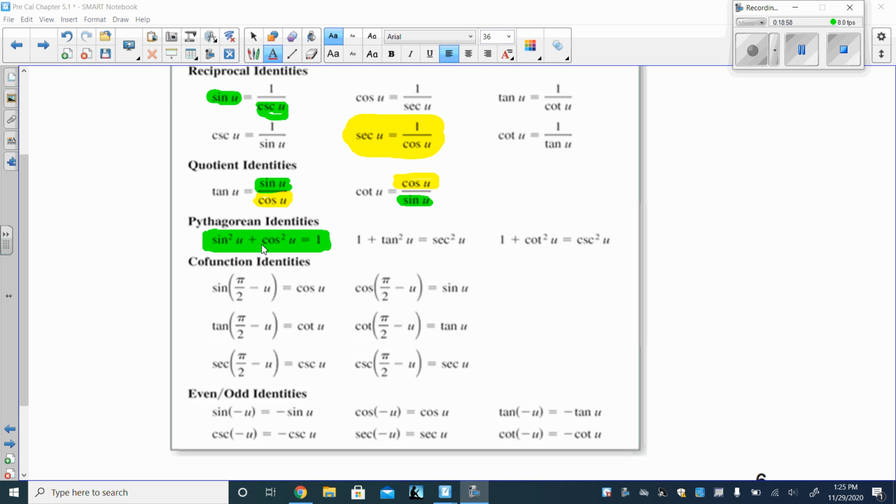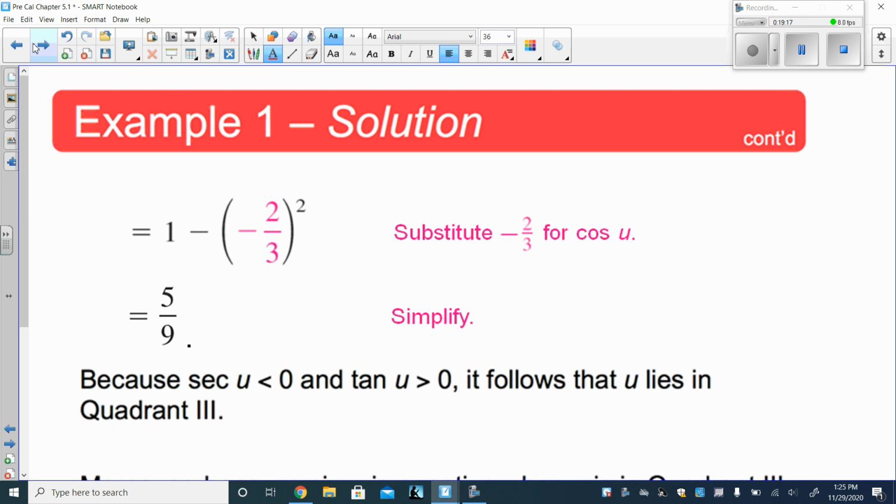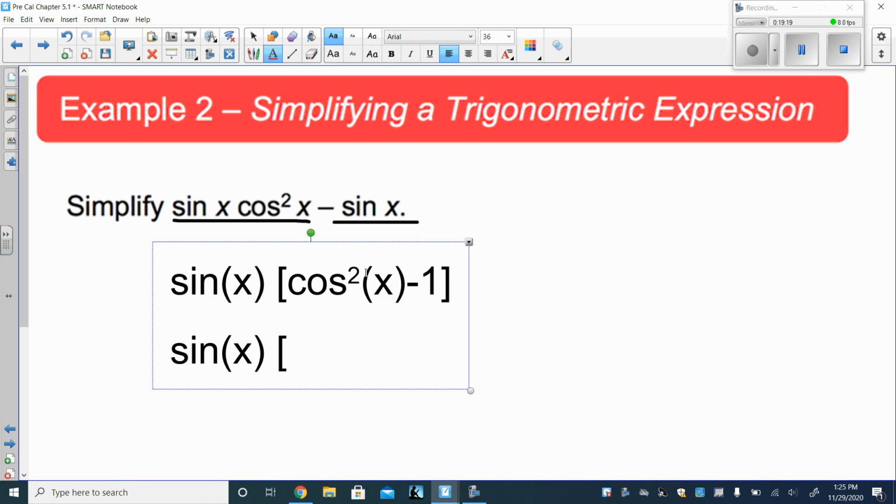Well, one thing we do know is that when we solve this, sine squared is equal to 1 minus cosine squared of u. And that's what we're going to use. Just to get an idea, it's this Pythagorean identity: sine squared of u is equal to 1 minus cosine squared of u. And we're going to utilize that here.